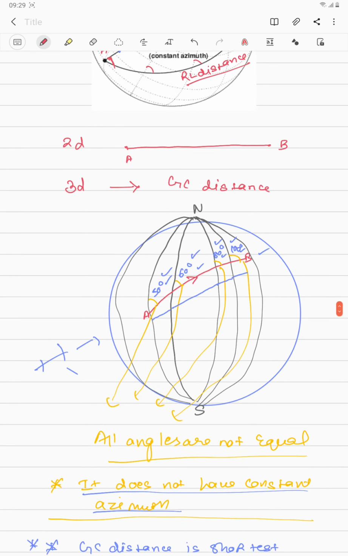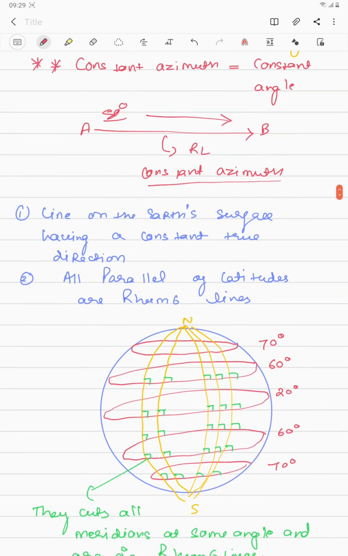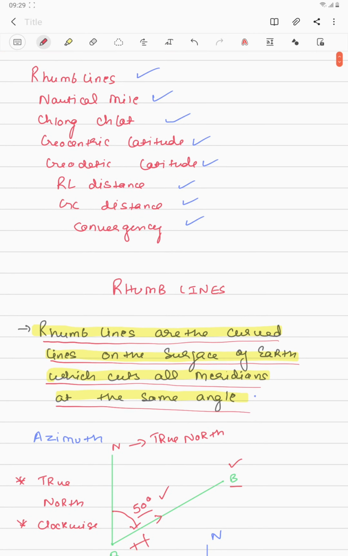So guys, I'm gonna end this video right here, and in the next video, which I will be uploading very soon, we will be talking about the next topics that we have to cover. So guys, rhumb line is done. Next, I'm gonna cover these three topics: nautical mile, geographic latitude, and geocentric latitude.